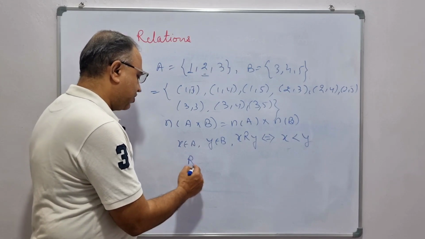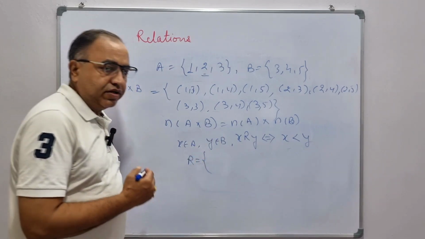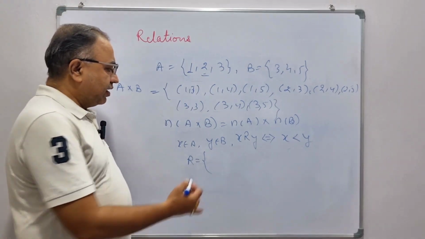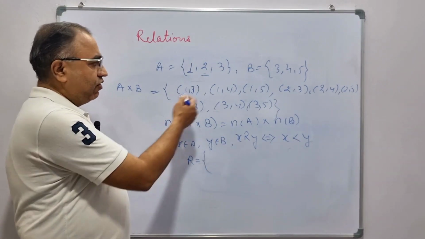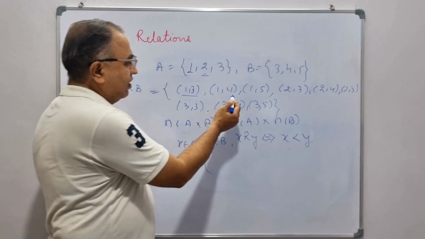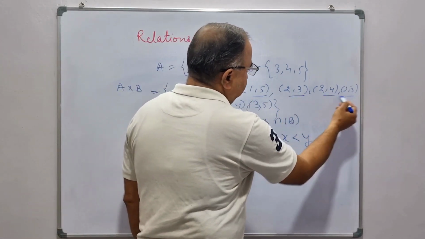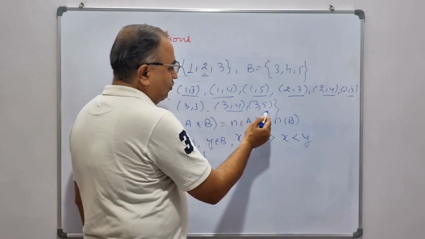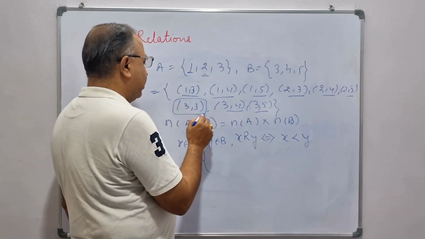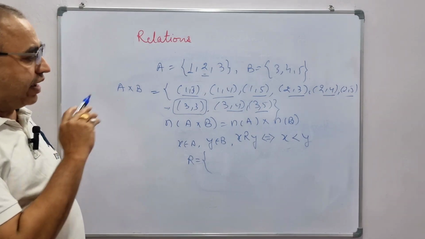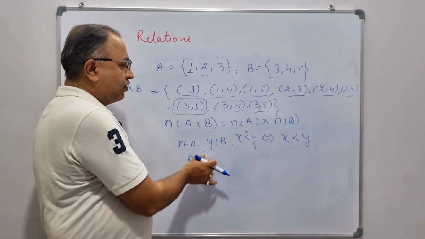Then in this case, while you are calculating and finding the relation, you will consider only those ordered pairs where X is smaller than Y. So you see, out of all this, 1 is smaller than 3, 1 is smaller than 4, 1 is smaller than 5, 2 is smaller than 3, 4, 5, 3 is smaller than 4, 5, but 3 is not smaller than 3. Only this one element will be removed. Rest all 8 entries will be there in the relation, right?